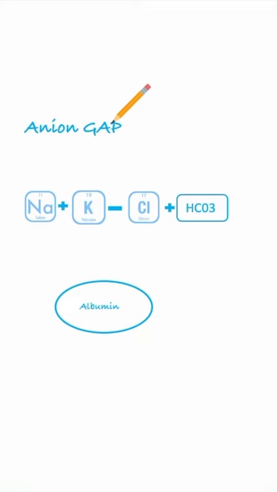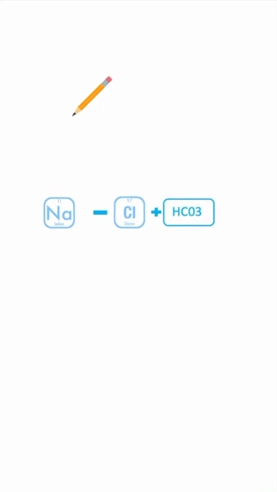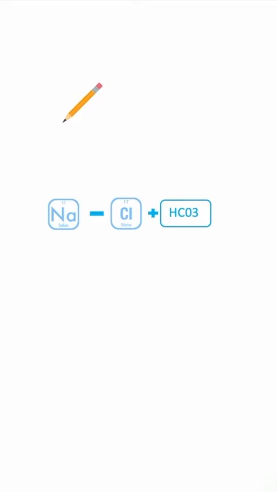However, let's make this simple. There's not much potassium in the blood, so that number doesn't help us out too much, so that can go away. And I don't like to correct for albumin because it takes more work, so let's keep this simple. Simply put, sodium minus chloride plus bicarb is our anion gap.